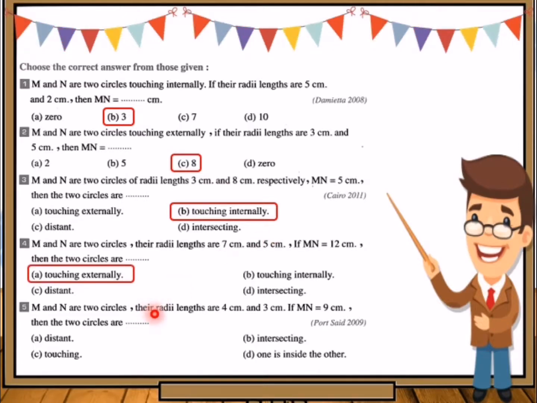Number 5. M and N two circles, radii 4 and 3. MN is 9. So the distance between the centers is greater than the sum of radii, 9 greater than 7. Then the two circles are distant.